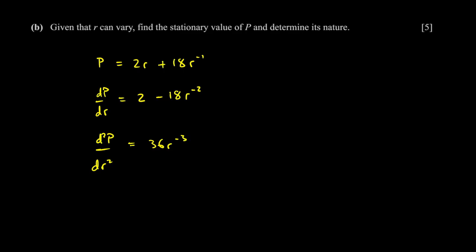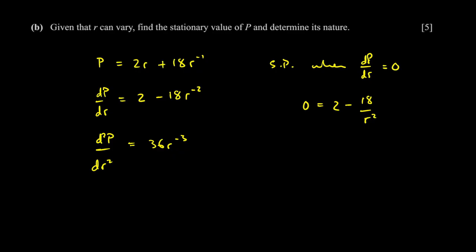Now, when do we get a stationary point? We get a stationary point when dp/dr is equal to 0. That's the definition of a stationary value. So we want to find where 0 is equal to 2 minus 18r to the negative 2, or 18 divided by r to the power of 2.